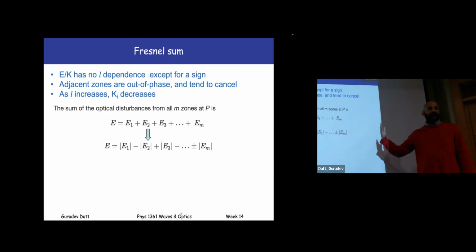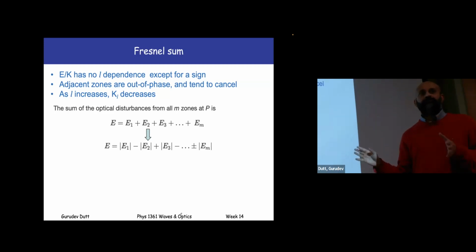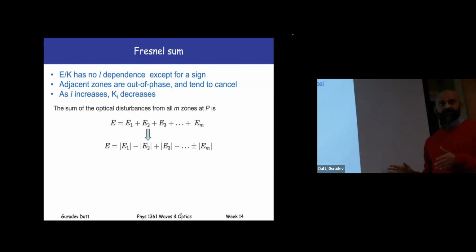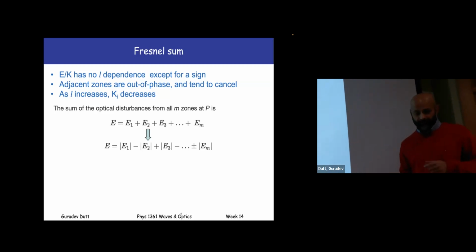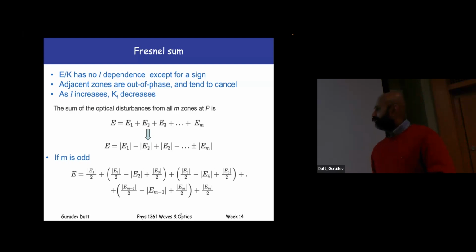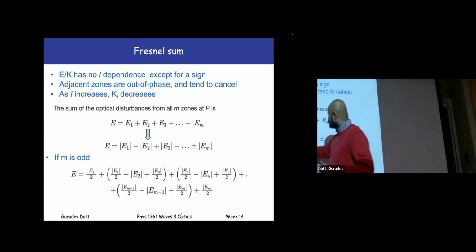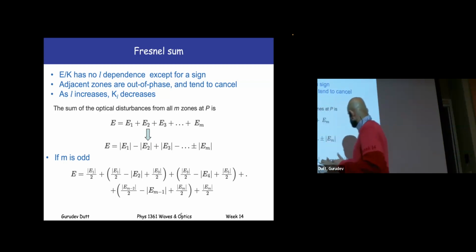So you can see that depending on whether M is odd or even, there will be some contribution or not on the final result. But Fresnel's, this is a really beautiful mathematical trick. He was able to show how the sum can be approximated. Let's first take the case that M is odd. Then he kept all the odd contributions as they are, and the even contributions, he broke them up.